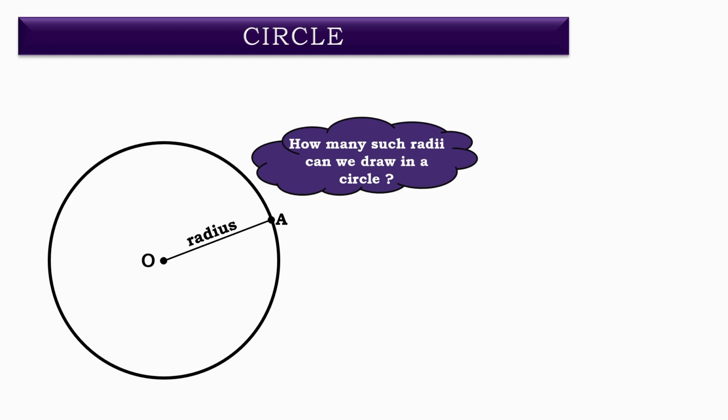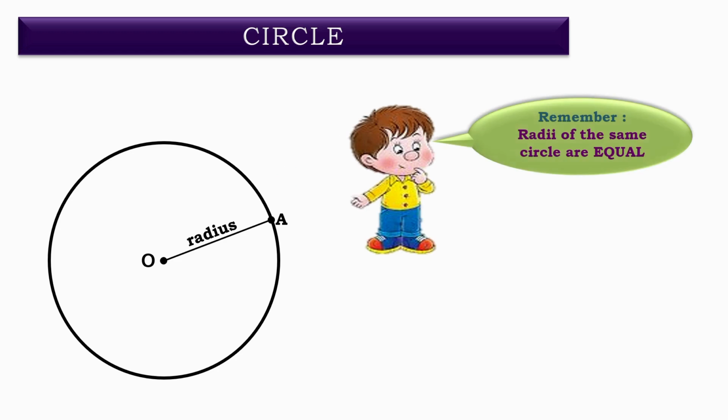Now how many such radii? Radii is basically the plural form of radius. So how many such radii can we draw in a circle? We know that since there are infinite points in the circle, if we join a line from O to the infinite points of the circle, then we can draw infinite radii. So remember, radii of the same circle are always equal.